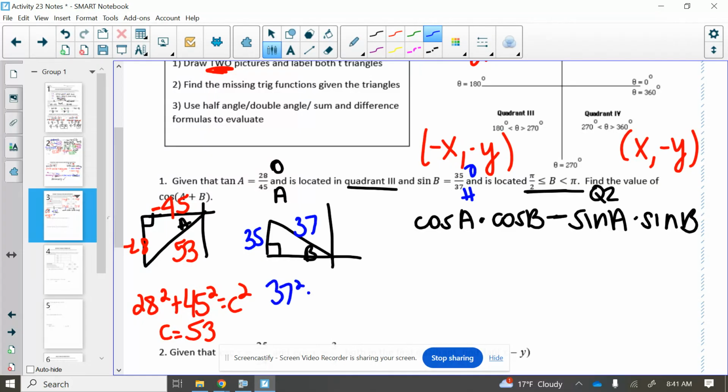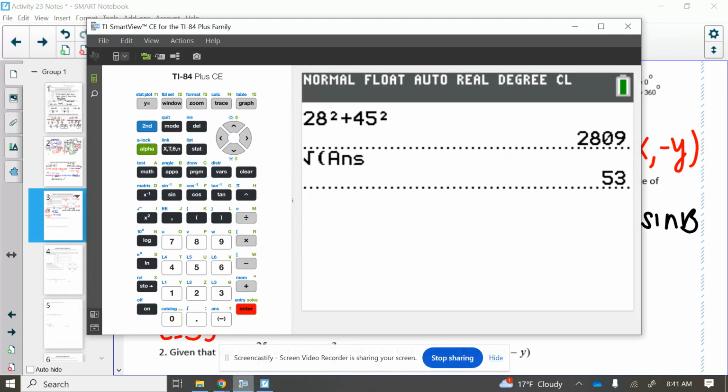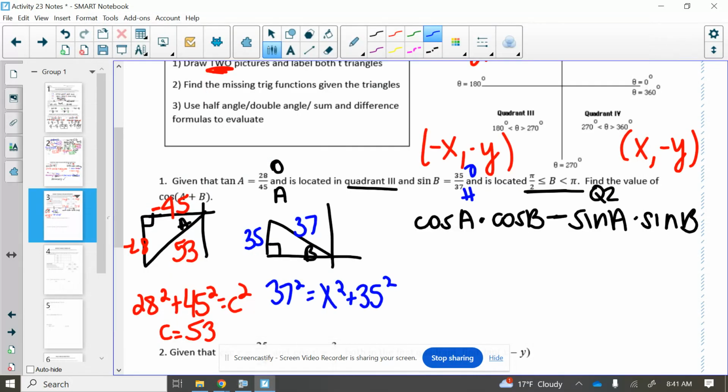In the second picture, I have my hypotenuse. That's 37. I know that whatever my x squared is plus my y squared, which is 35, will give me 37 squared. So I could take 37 squared minus 35 squared. I get 144. Square root of that is 12. Now I have to be careful because my x is in quadrant 2. It's actually going to be negative 12 because we moved to the left.